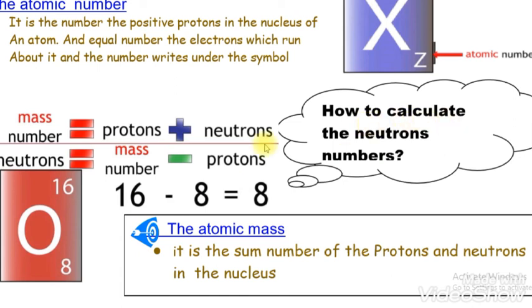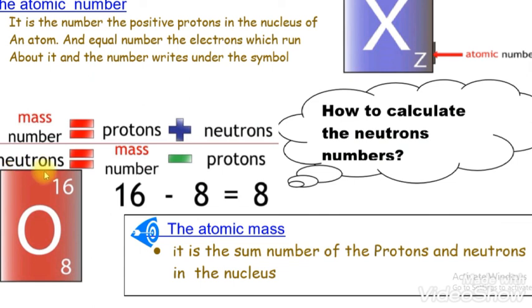Okay, how do we calculate the number of neutrons? For example, we have oxygen. The oxygen mass number is 16 and the atomic number is 8. How can we get the neutron number? The atomic number is the number of electrons, and focus, it is also the number of protons inside the nucleus. So this 8 is the number of protons, and we subtract it from the mass number to get the number of neutrons.